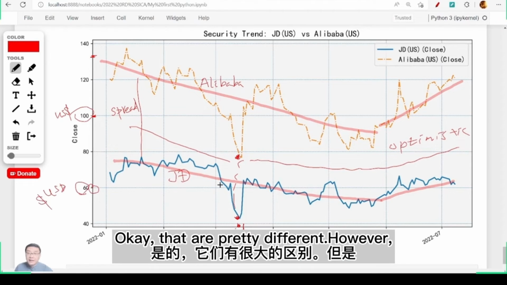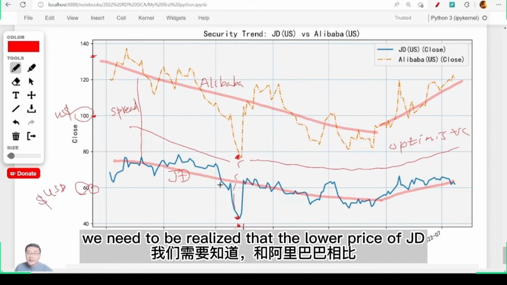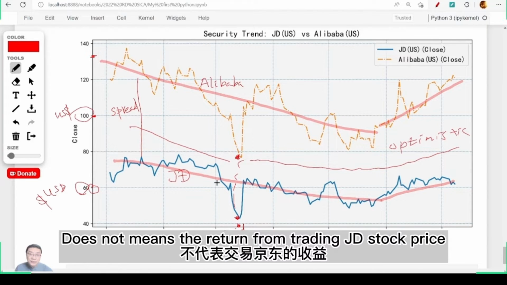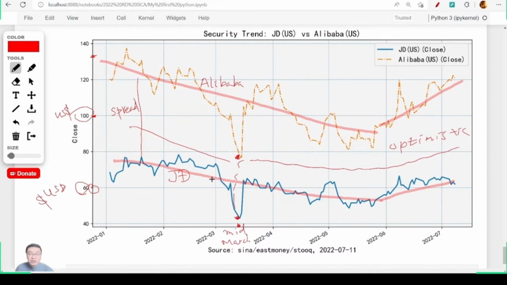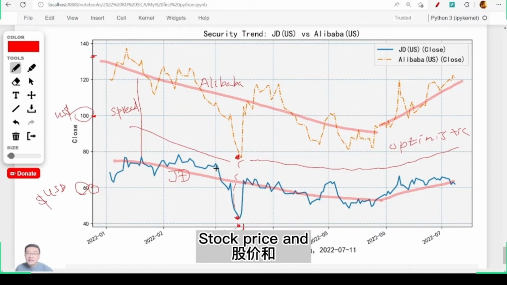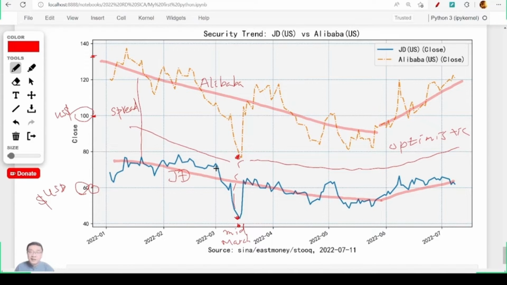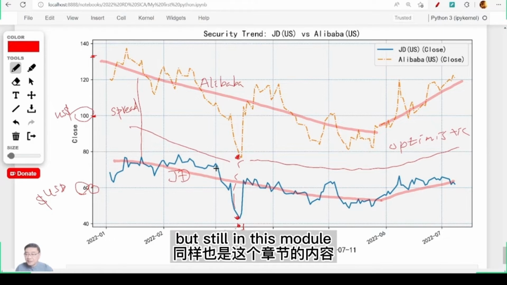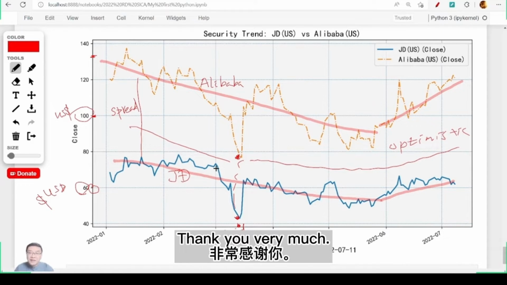However, we need to realize that the lower price of Jingdong compared to Alibaba does not mean the return from trading Jingdong stock must be lower than that of Alibaba. Stock price, trading returns and even risk are different things. We will talk about the trading return and trading risk of stocks later, still in this module. Thank you very much.